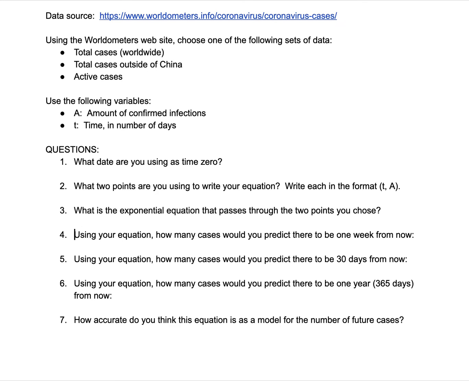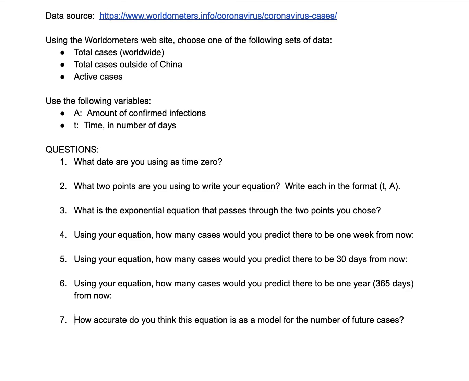You'll actually be able to see, is that going to be pretty accurate? Then I want you to figure out how many cases you would expect there to be 30 days from now. And then how many would you expect there to be one year from now? That is 365 days from now. And that number will probably be particularly interesting. And I want you really thinking about that number as you are doing number 7, because number 7 then gives you a chance to reflect on the equation and the numbers you're getting out of it.